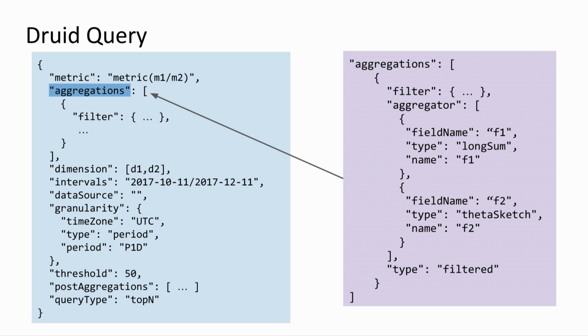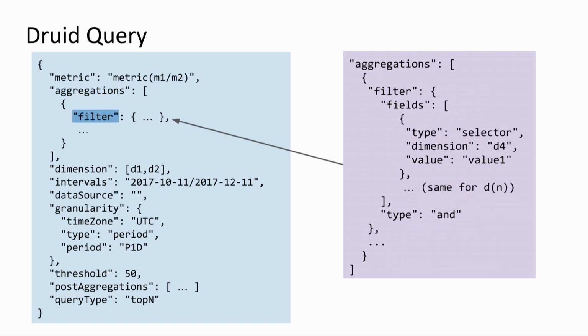So we get two aggregate fields here, and then we apply a filter on top of the aggregation. You can apply the filter using your dimensions and values. The type can be and, or, whatever. This basically maps to the where clause in SQL.